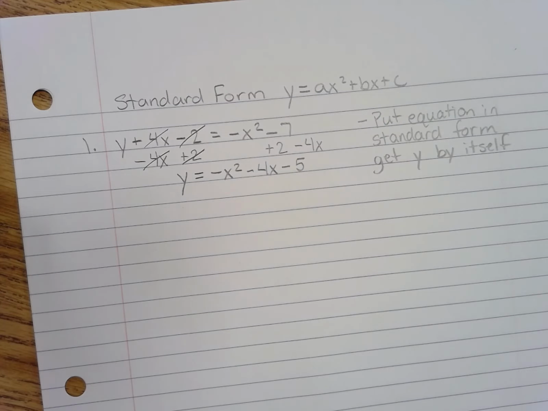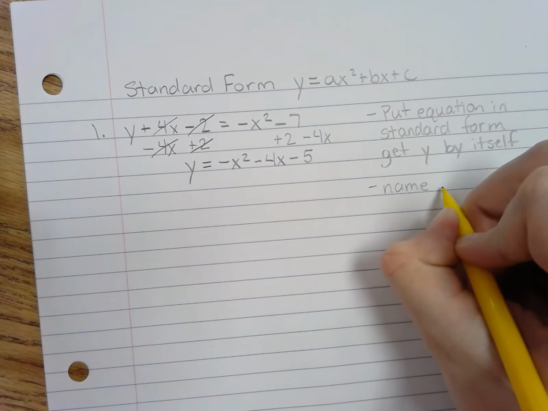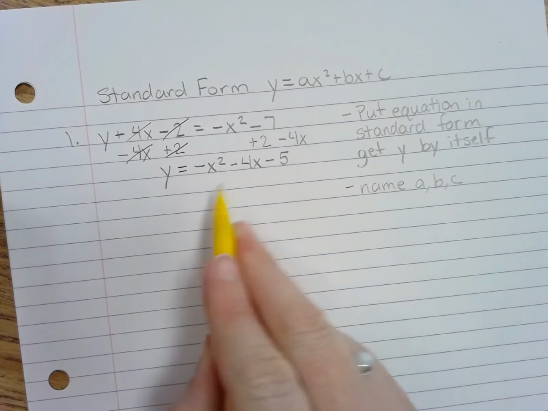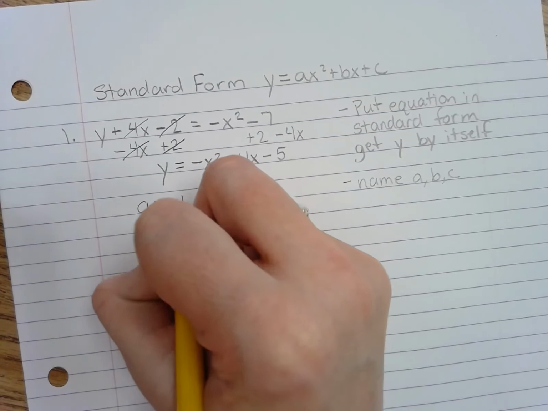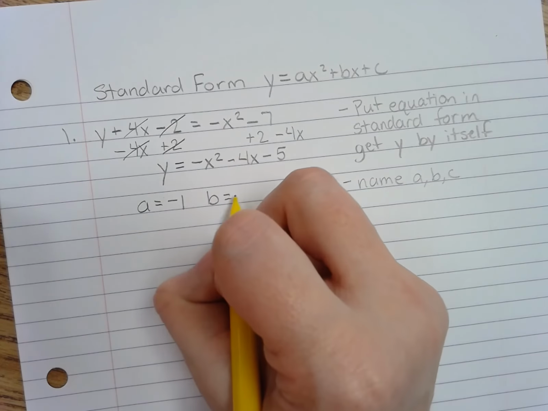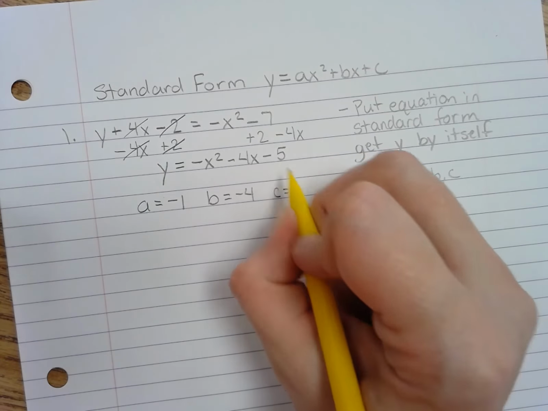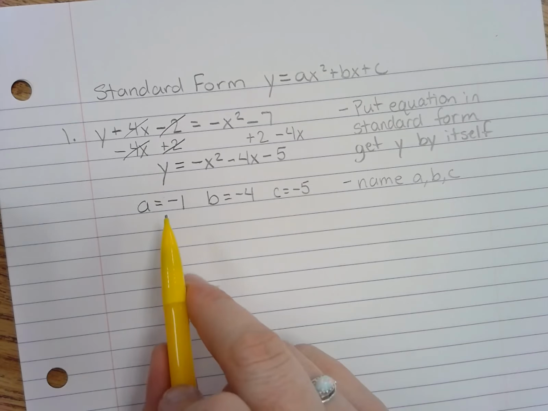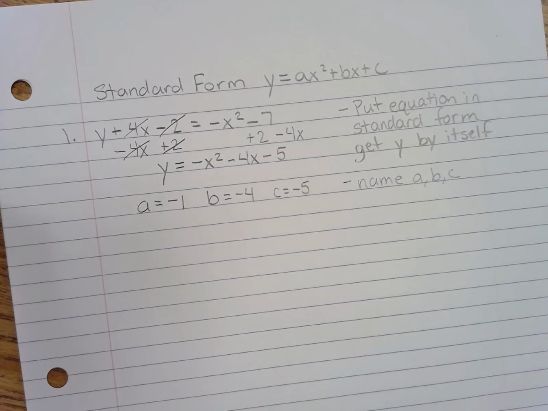Once you have your equation in standard form, we're going to want to name our a, b, and c. Notice the a, b, and c can be found when it's in the correct form. So here a equals negative 1. It's just the number in front of x squared. B is negative 4, again the number in front of x. And c is just the constant that's at the end. Always being careful of your signs. And then also notice I never included x or x squared when naming my a, b, and c.